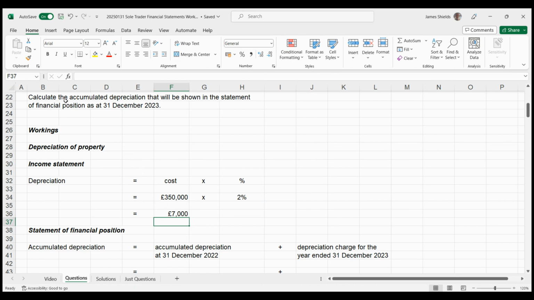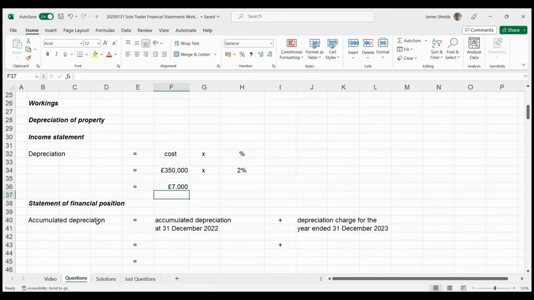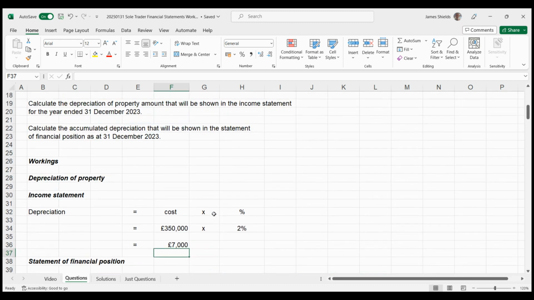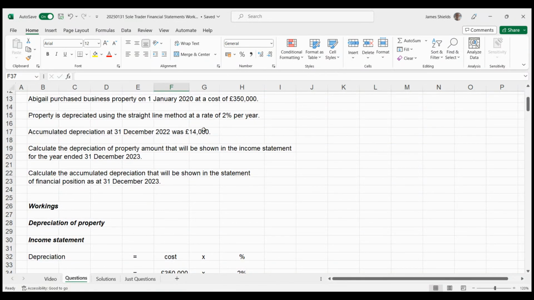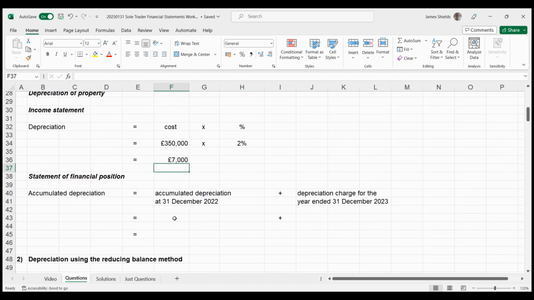Now it says calculate the accumulated depreciation that will be shown in the statement of financial position as at the 31st December 2023. So the accumulated depreciation is the depreciation from all previous years plus the depreciation for the current year. So the accumulated depreciation at 31st December 2022, I'll go back to the question, it was £14,000. That's our £14,000. Plus the depreciation charge for the year ended on 31st December 2023. We've just worked it out, and that is the £7,000 there. So that's plus £7,000.